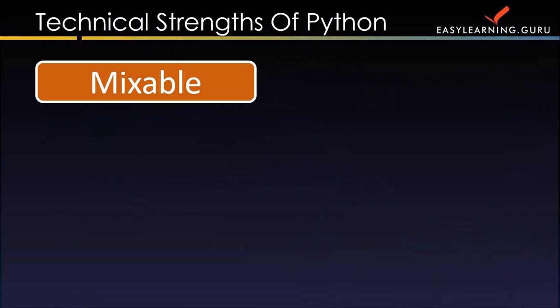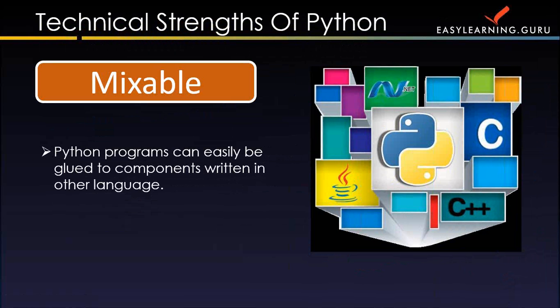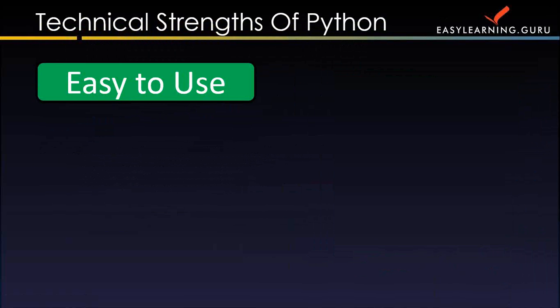Moving ahead, the next feature is mixable. Now, Python programs can easily be glued to components in other languages in a variety of ways. For example, Python's C API lets C programmers call and be called by Python programs easily. That means you can add functionalities to the Python system as per need and use Python programs written within other systems.